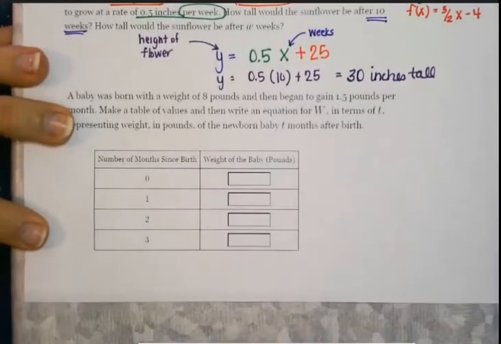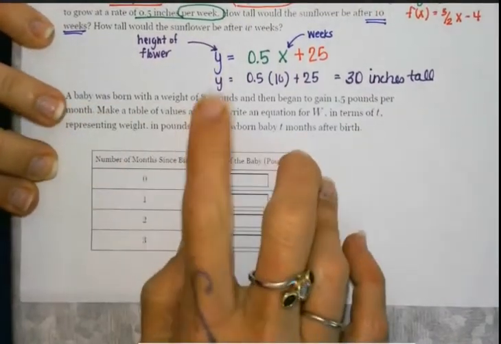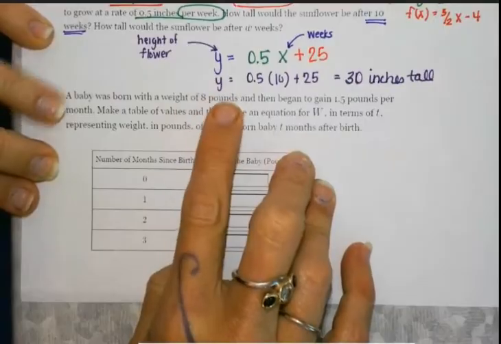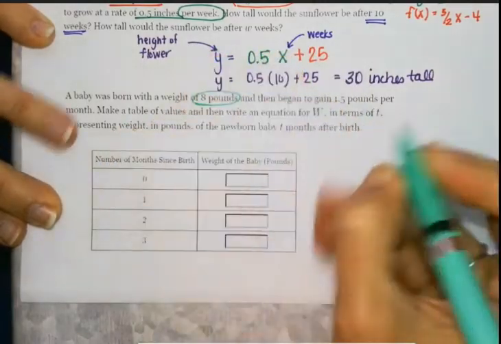Last but not least, just to show a little bit more. Actually, I'm sorry, it's not the last one. We got two more. A baby is born with a weight of 8 pounds. So born with a weight of 8 pounds. Non-negotiable, not going to change. This is our starting point. 8 pounds.